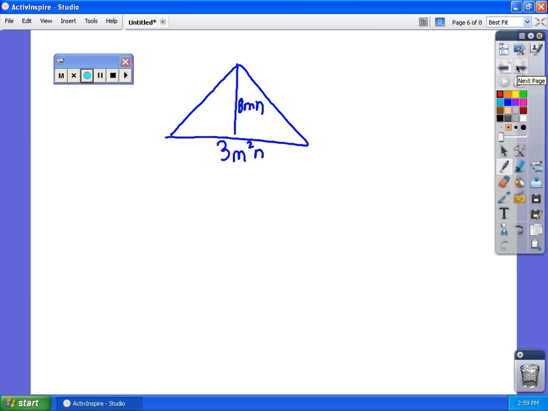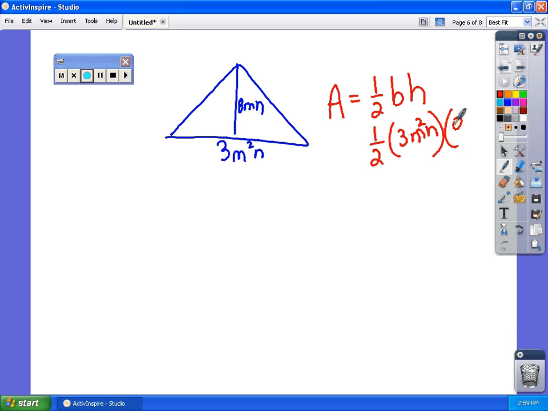Here's an area problem. Remember, area, always write down the formula, 1/2 the base times the height. So we have 1/2 the base is 3m squared n times 8mn, area equals. Now you could take half of either one of these, and taking half of 8 is really easy. So I'm going to make that 4mn.